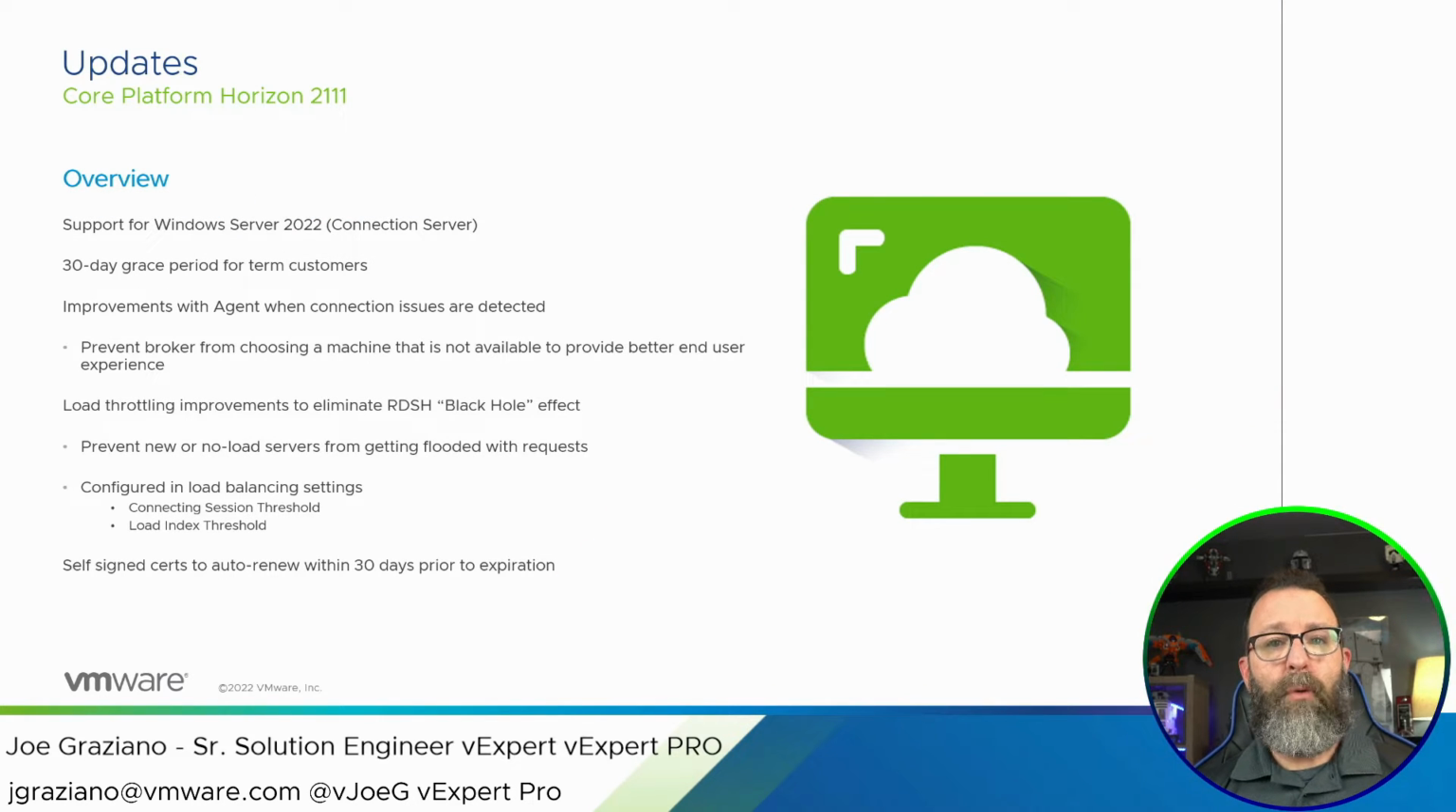Okay, so core platform updates in 2111. Support for Windows Server 22 on the connection server has been added. There is a 30-day grace period for term customers. So if you have a term license and your license expires and you didn't catch it in time, you do have a 30-day grace period where things will continue to function. It'll warn you, and you can get your upgrades done or your renewals done.